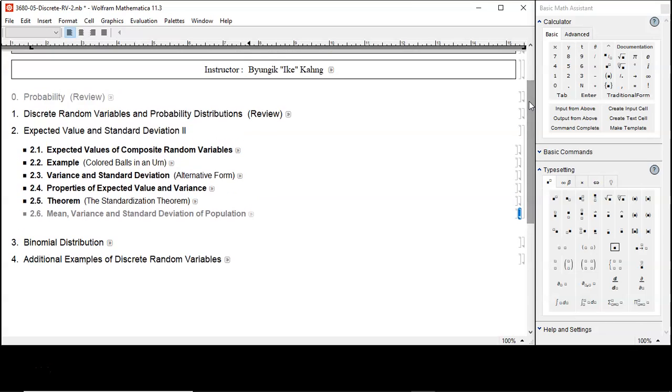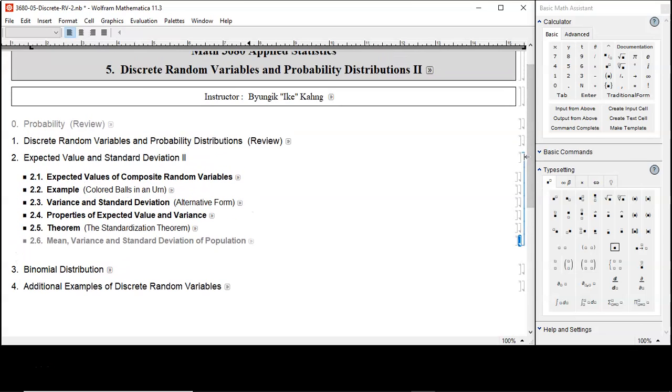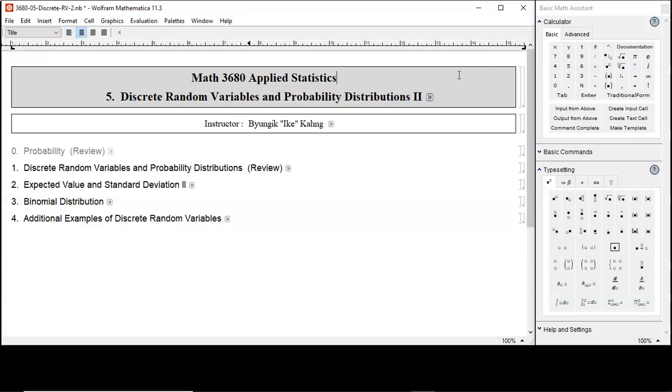And that's where I'm going to stop here. I don't know whether I'm going to use a lot more of this expected value expression for composite random variables any more than this, so I'll stop there.